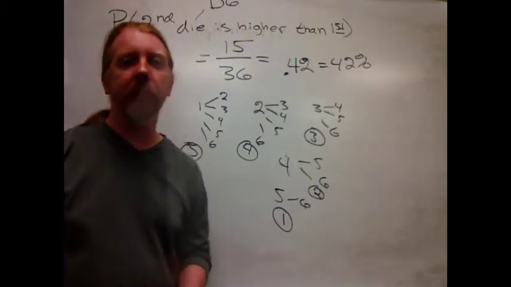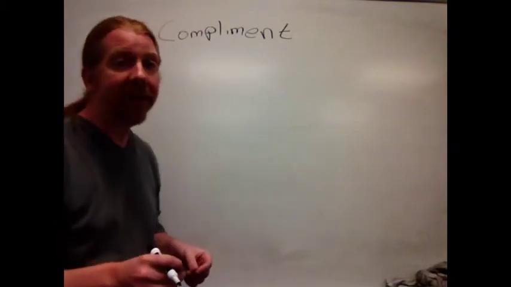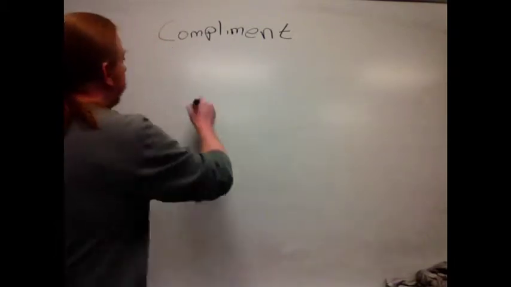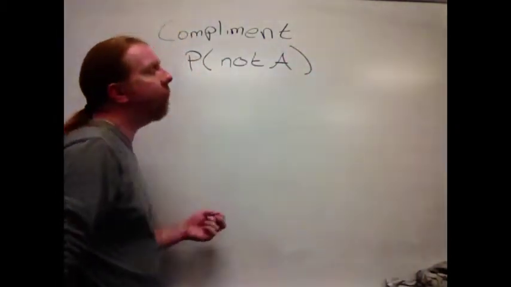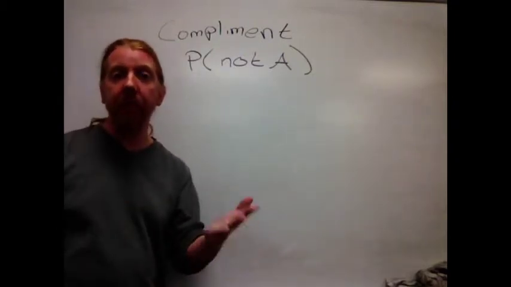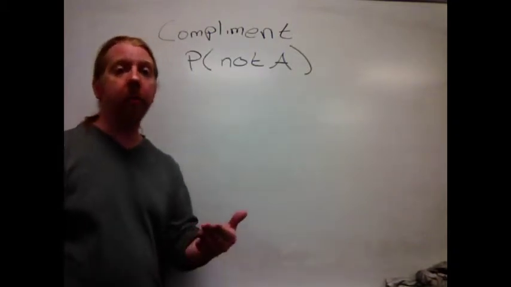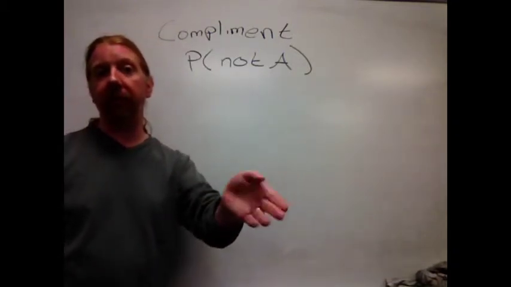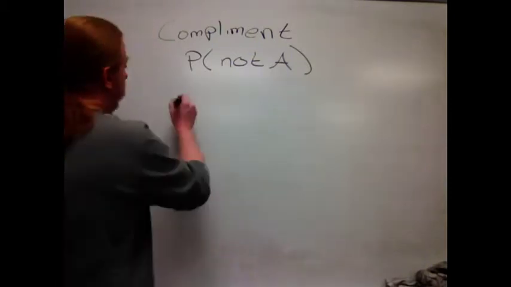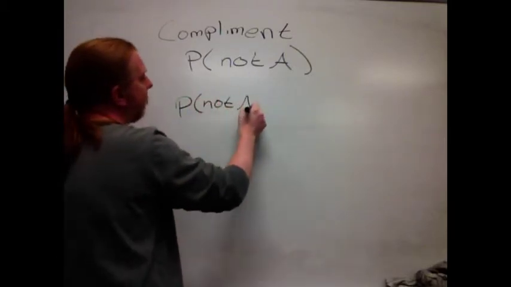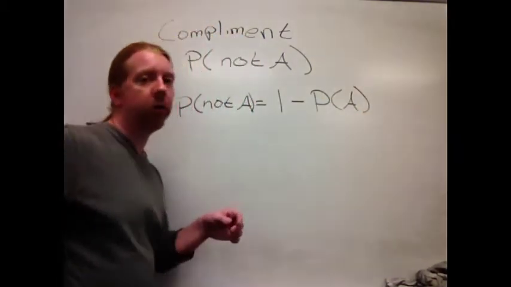Now let's talk complements. When I talk about the complement of an event, what I'm really defining is the probability that it does not happen. So for any event A, the complement of that event would be not A. If I were to say the probability of rolling a 6, the complement would be the probability of not rolling a 6. And here's the good news. It's not that hard to come up with. As a general rule, the probability of not having an event occur is 1 minus the probability of it occurring.